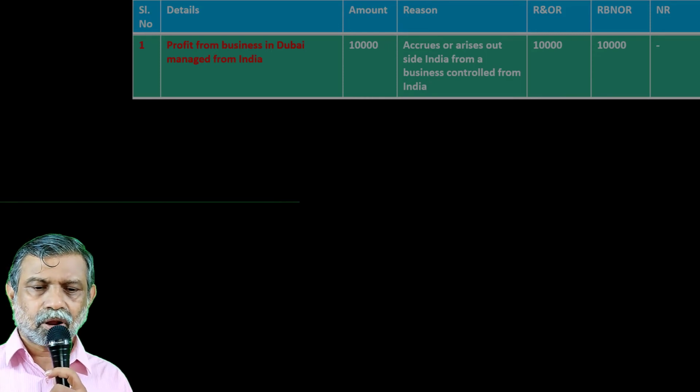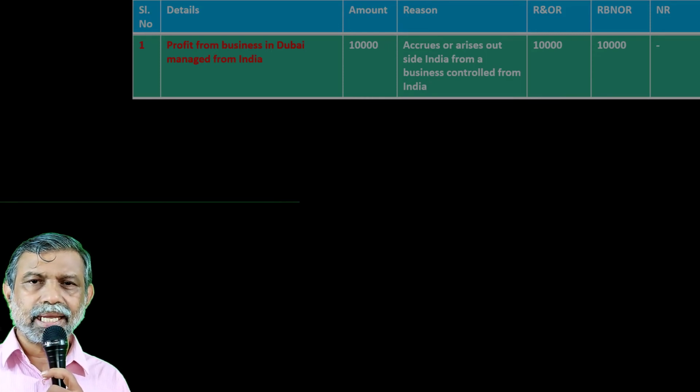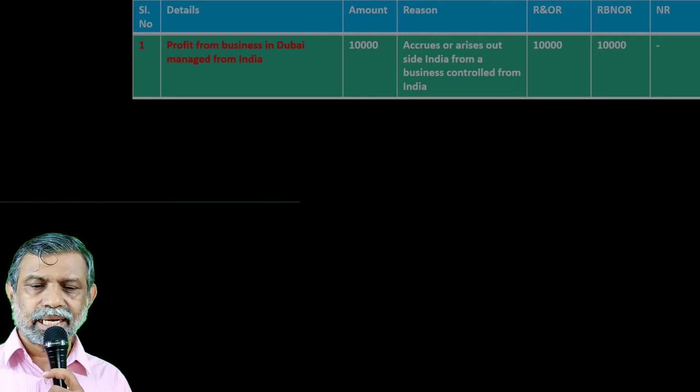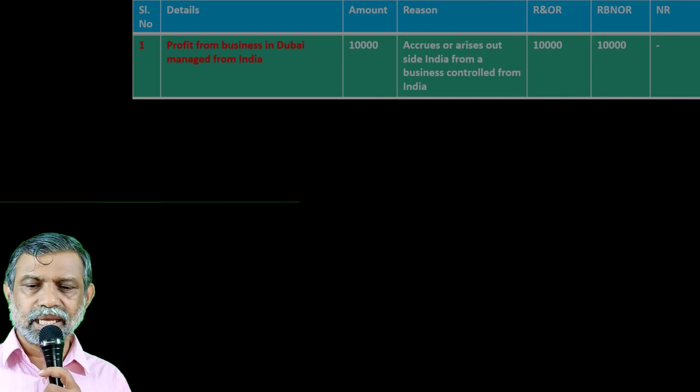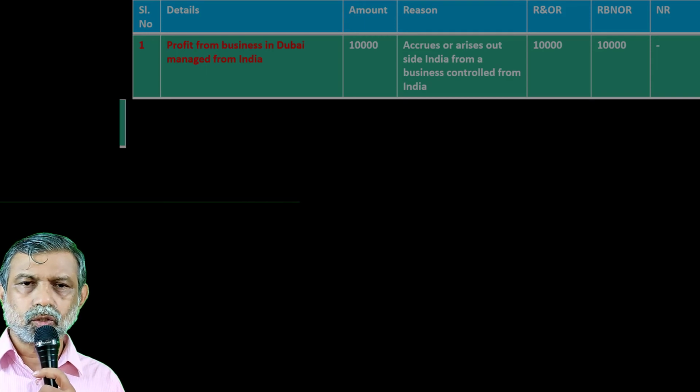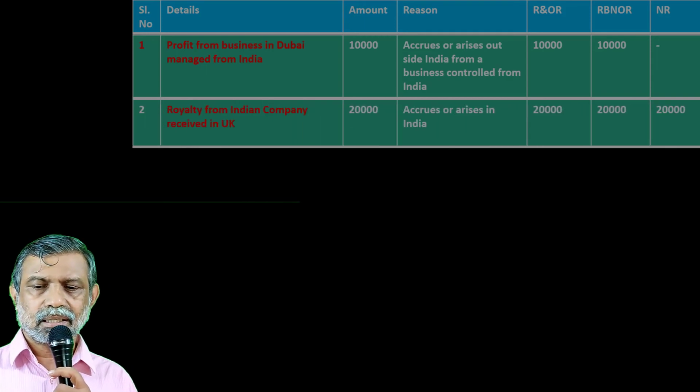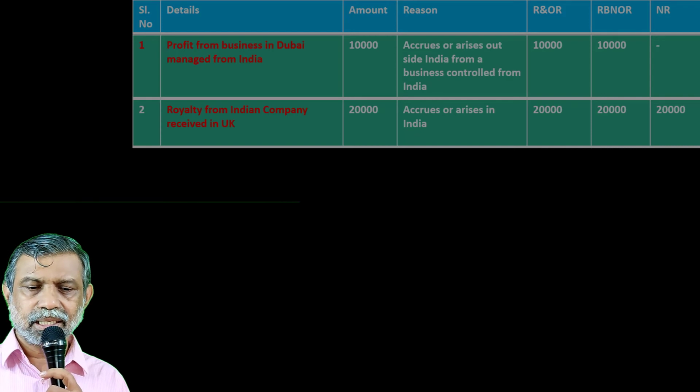First case, profits from business in Dubai managed from India. Amount, you write 10,000. Accrues or arises outside India from a business controlled in India. Therefore, the amount goes to the first 2 columns. Clear? Okay. Resident and ordinary resident, resident but not ordinary resident.